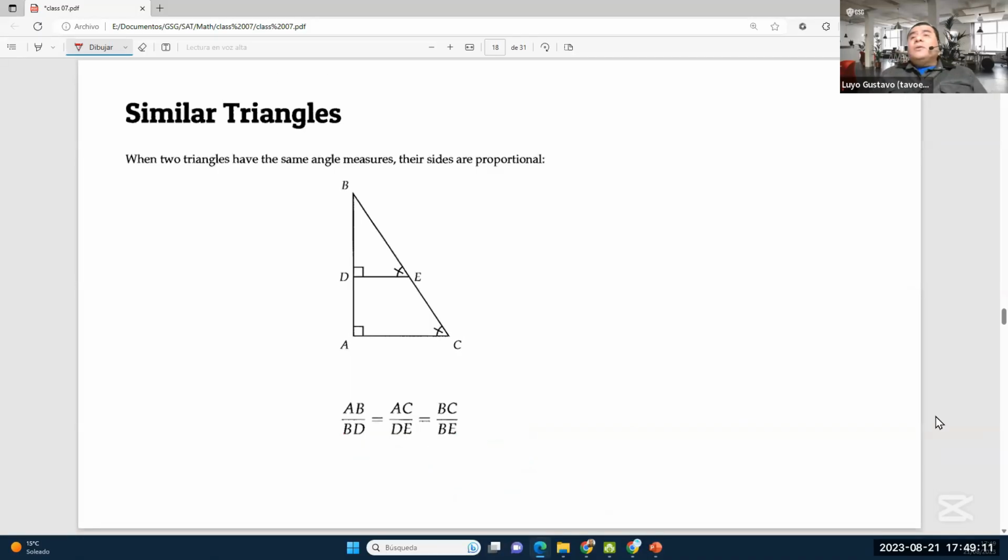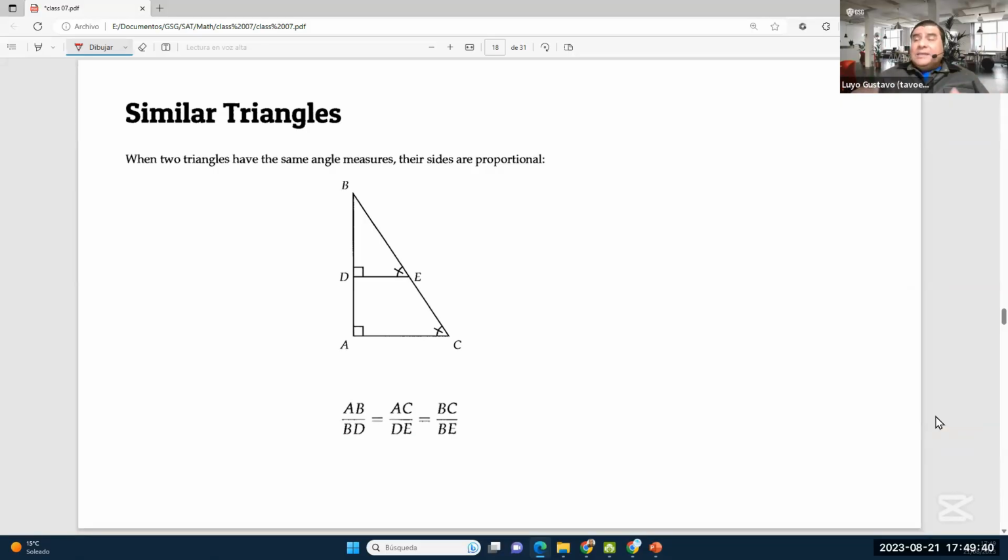Let's now talk about another property that polygons and particularly triangles have. This is the property of similar or proportional triangles. When do we say that two triangles are similar or proportional? Well, when the two triangles have exactly the same three angles. If they have the same angle measures, then their sides are proportional.